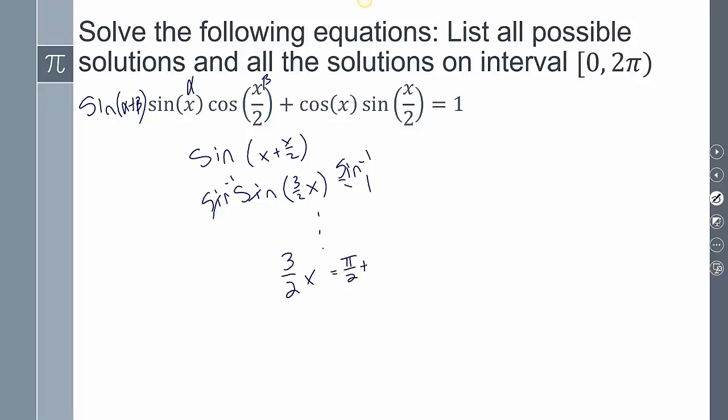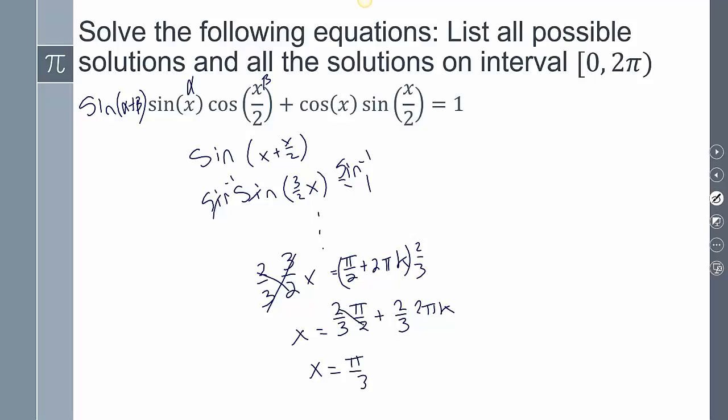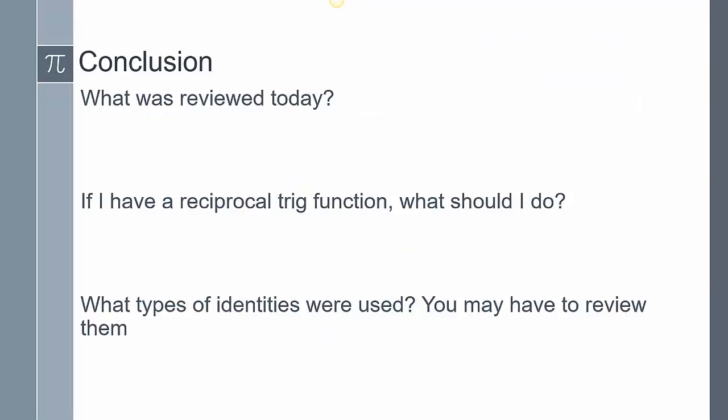Now just remember, when I do have that 3/2 x, the sine inverse of 1 is going to be pi halves plus 2 pi k. You do have to multiply everything by 2 and divide by 3. So multiplying everything by 2 and dividing by 3, I get x equals 2/3 times the pi halves plus 2/3 times the 2 pi k. When you simplify that, x would equal pi thirds plus 4 pi k thirds, where k is an integer, and then you start plugging in values for k equals 0, 1, 2, etc.